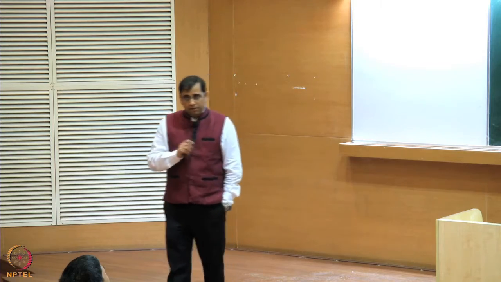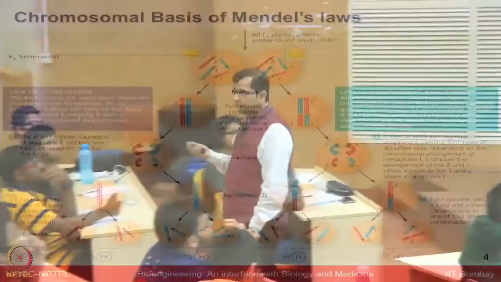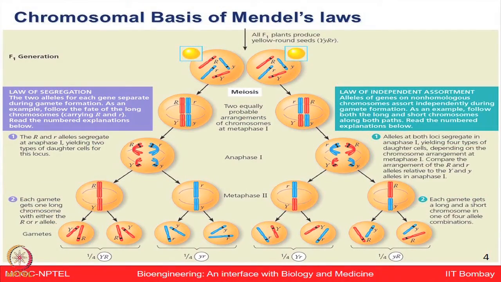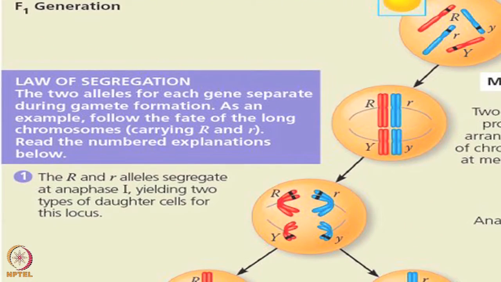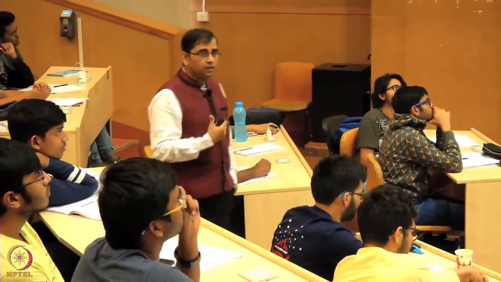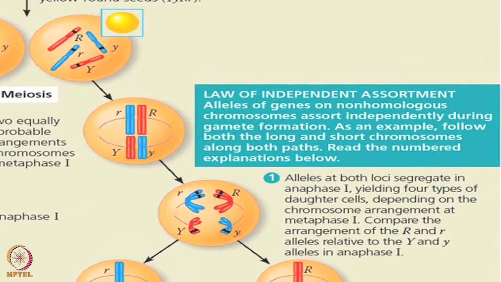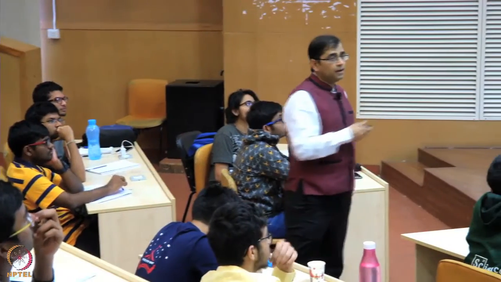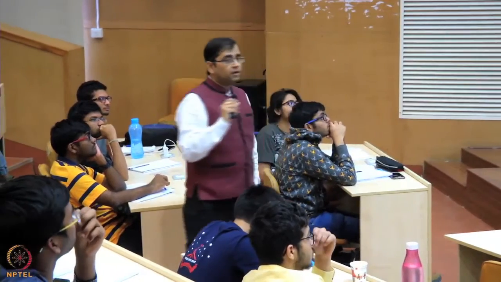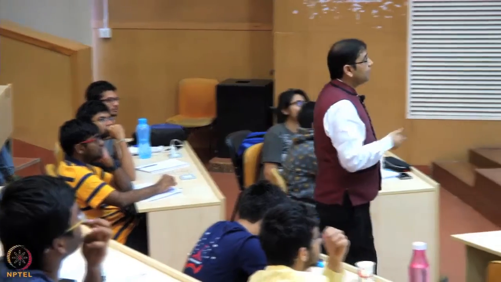It is a little complex slide, but one could start thinking and refreshing yourself about meiotic cell division. As a part of the law of segregation, the two alleles for each of these genes will separate during the gamete formation, which you can follow the same way as we have done in the meiotic process. And the law of independent assortment means alleles of genes on non-homologous chromosomes would assort independently during gamete formation. It is very well color coded here in red and blue, showing how your capital R and small r alleles for the same gene properties get segregated in the meiotic process.